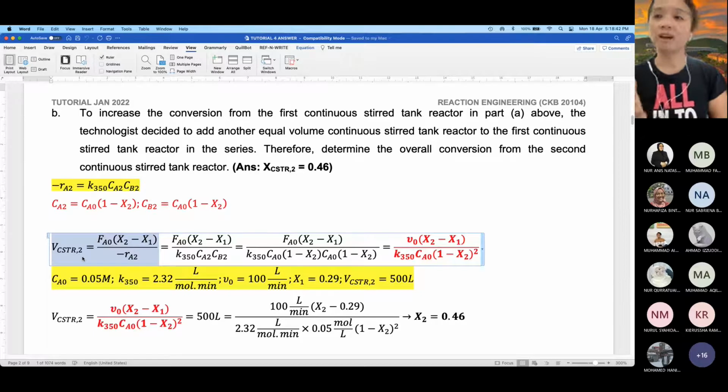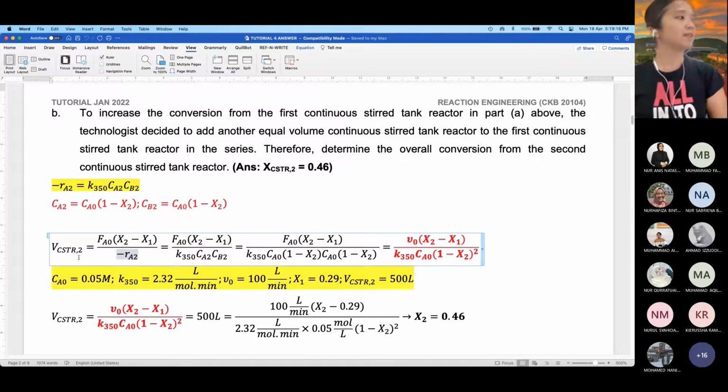Some of you, quite a number of you, saya rasa terlupa, kamu letak terus FA0 X2. Salah dia bukan FA0 X2, dia lah FA0 in bracket X2 minus X1. Okay, so don't forget. Part ni, I think a few of you, quite significant numbers do this mistake. Equation tu dia tersalah tengok ataupun dia mungkin terus assume kalau reaktor pertama FA0 X1, reaktor kedua FA0 X2. No, reaktor kedua FA0 in bracket X2 minus X1 per minus RA2.